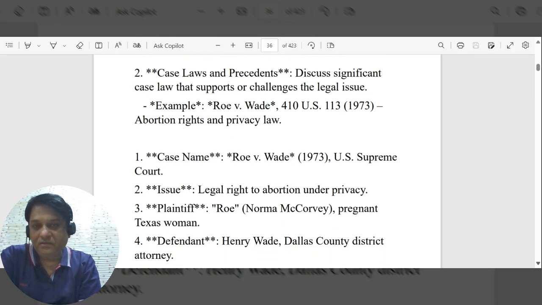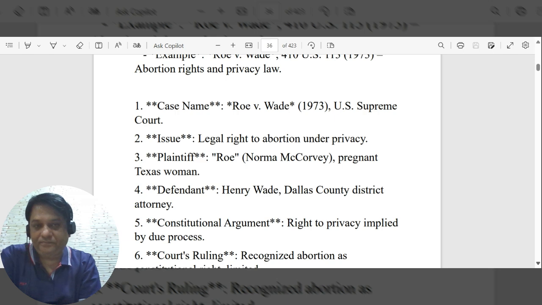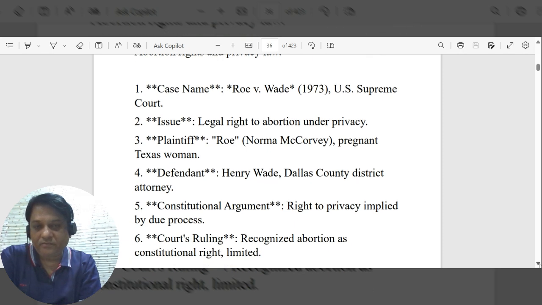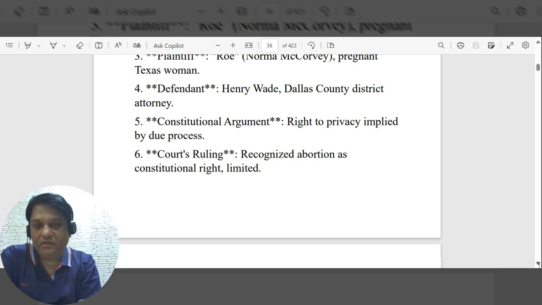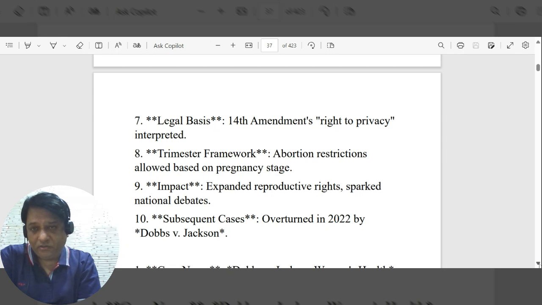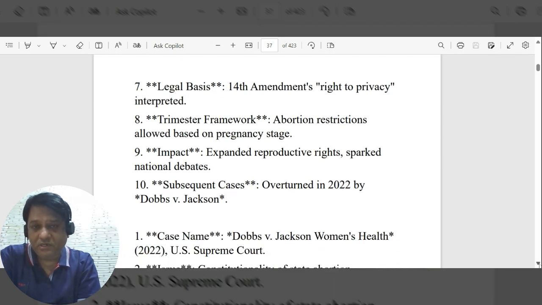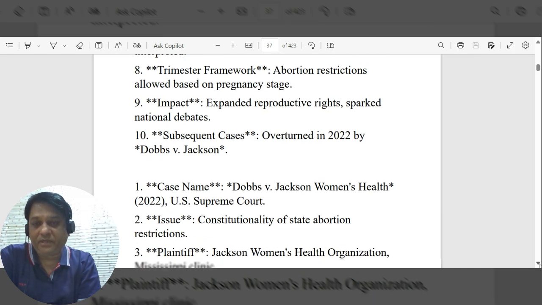Roe versus Wade, abortion rights and privacy law. Issue was legal right to abortion under privacy. Roe, the pregnant Texas woman. Wade, the Dallas County District Attorney. Constitutional argument, right to privacy implied by due process. Court's ruling, recognized abortion as a constitutional right, limited. Legal basis, 14th Amendment, right to privacy interpretation. Trimester framework, abortion restrictions allowed based on pregnancy stage. Impact, expanded reproductive rights, sparked national debates.